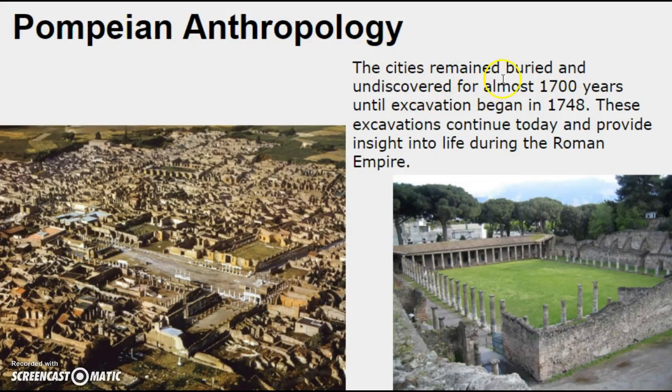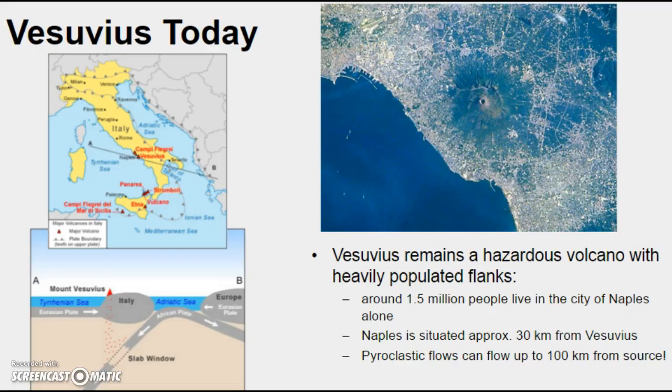But the cities remained buried and undiscovered for almost 1,700 years until excavation began in 1748. These excavations continue today and provide insight into life during the Roman Empire. So you use this city that was buried in volcanic debris to study anthropology, and you do this through archaeological sites. So Vesuvius today, if this is a cross-section of A to B, you'll see that there's a subduction zone lying right here, a convergent boundary, and that's what those triangles are showing you. Subduction is taking place. This is a plate boundary subducting beneath the country of Italy.